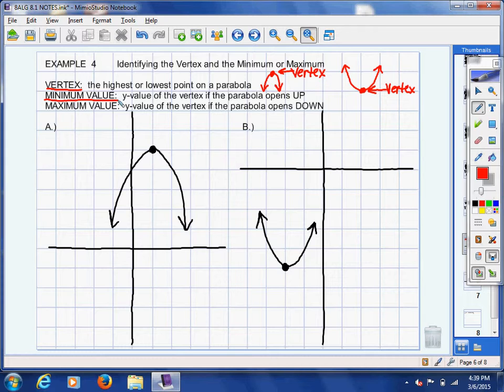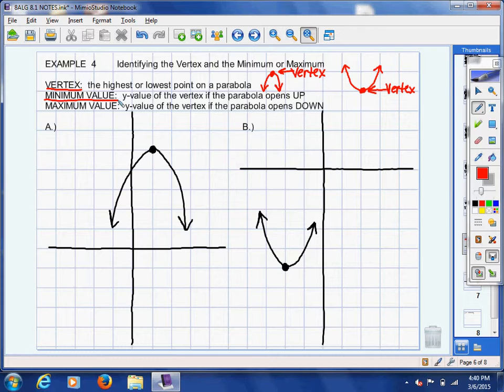A maximum value is your y value of your vertex if your parabola opens down. The maximum, that's the highest number your y can be, because all the other y's are below it. Your graph doesn't go above that number on the y-axis. So let me show you a couple here on this page.